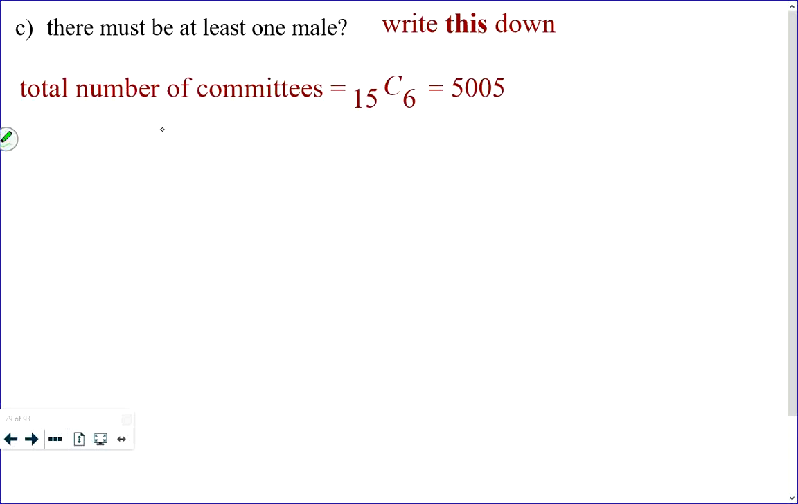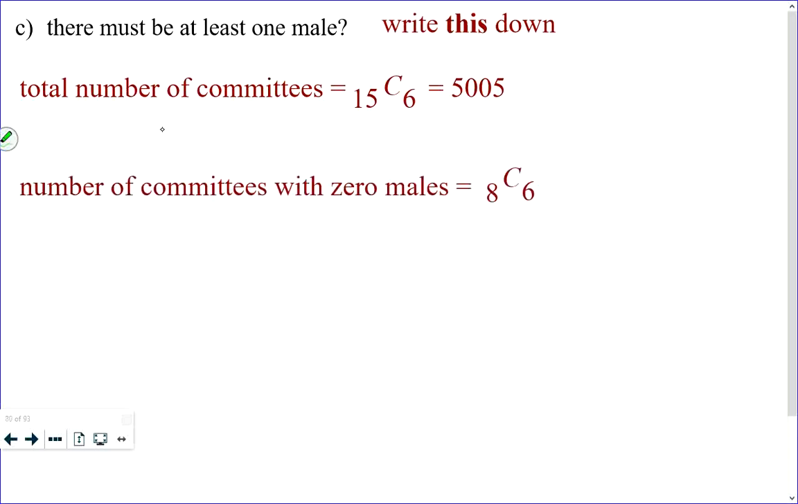If we want to find out how many committees have at least one male, there's only 2 options. A committee will have a male or not. So what we're going to do is find the number of committees with no males.